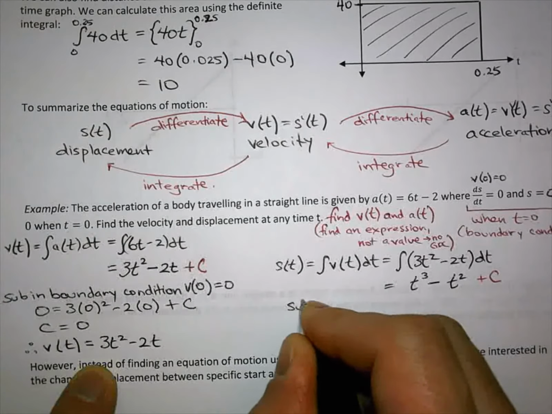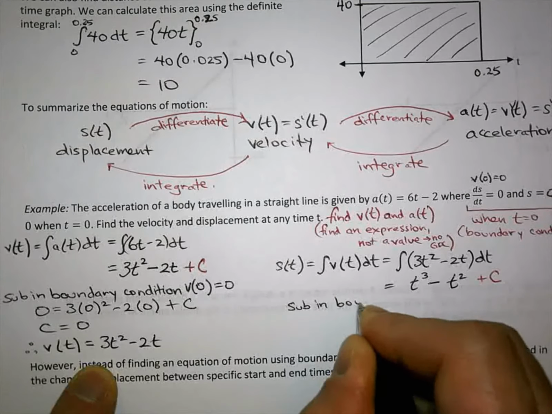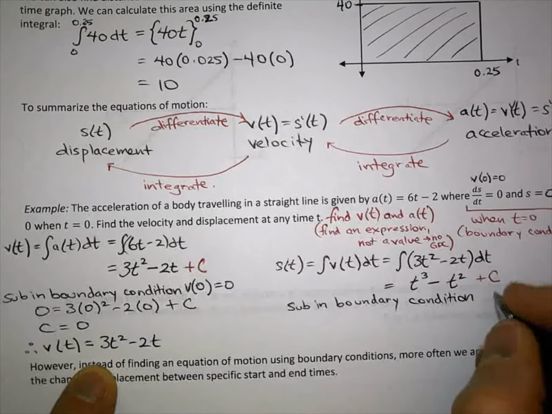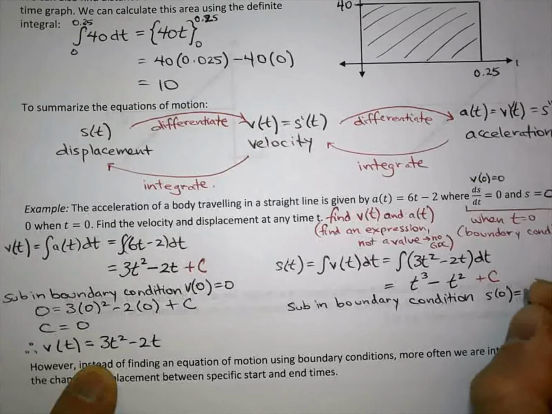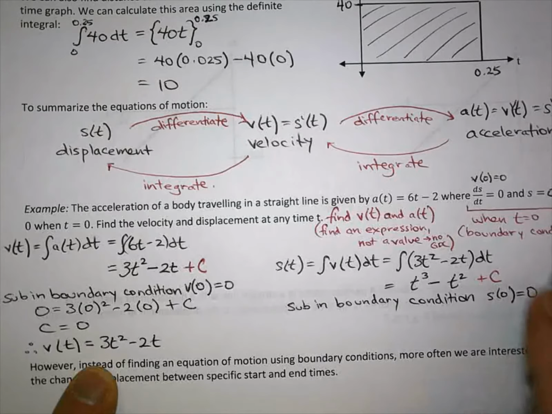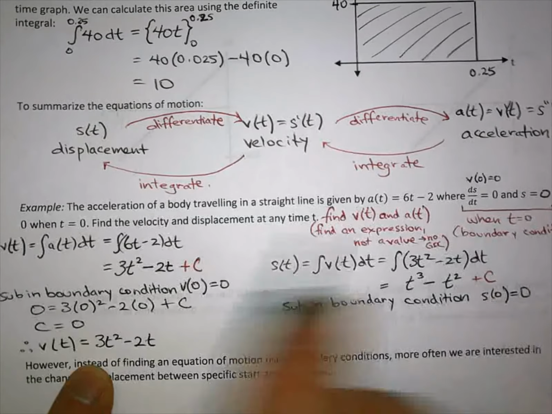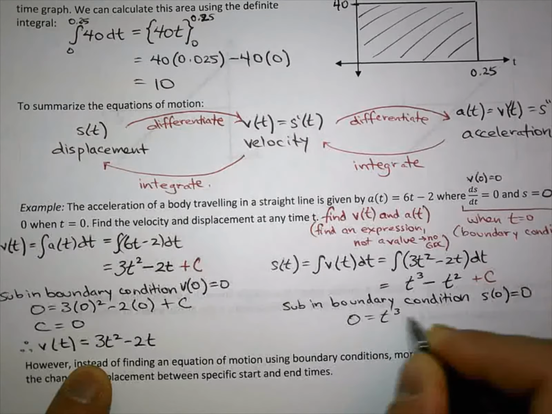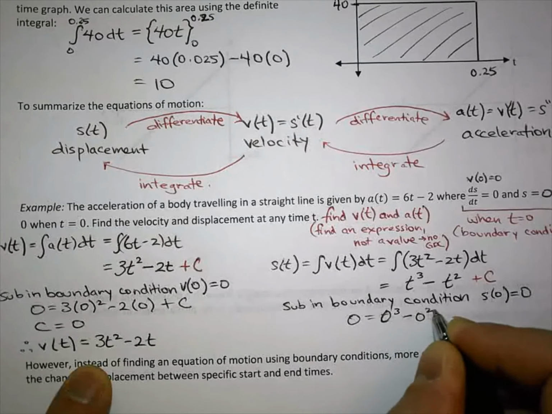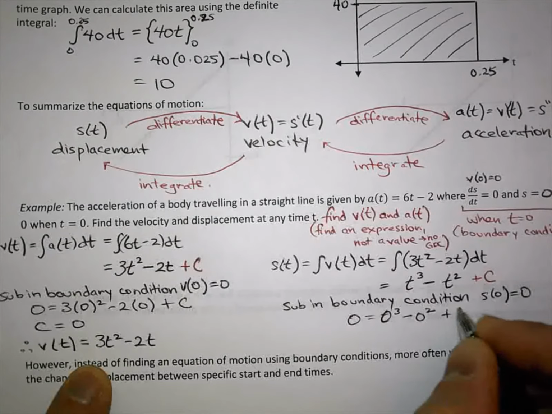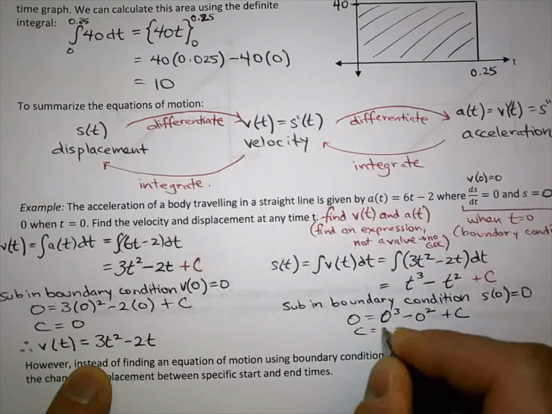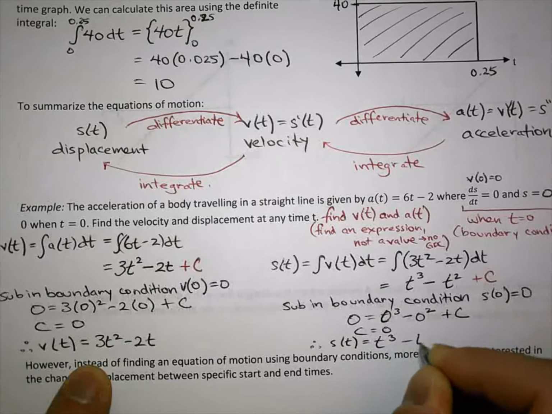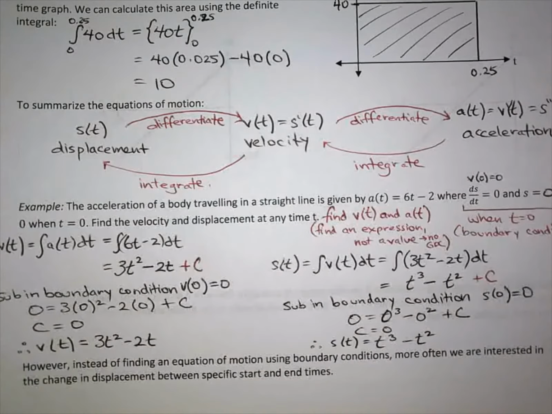Next step, we sub in the boundary condition: s at 0 equals 0. Again, we were given that information here. s is equal to 0 when t equals 0. It's just cut off on the other side of the line. So we end up with 0 is equal to 0 cubed minus 0 squared plus c. How nice, c is equal to 0. Therefore, s(t) is equal to t cubed minus t squared. Okay, and there we have it.